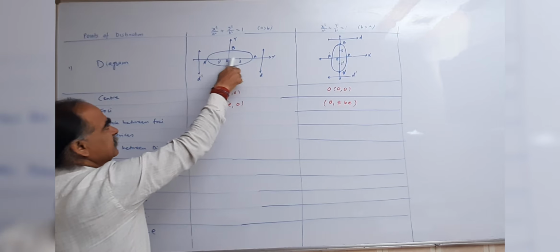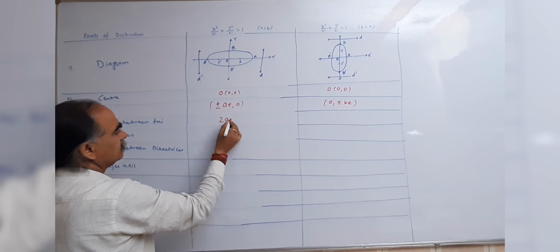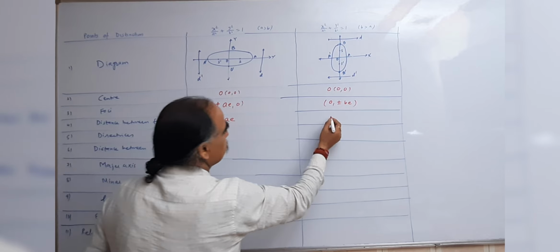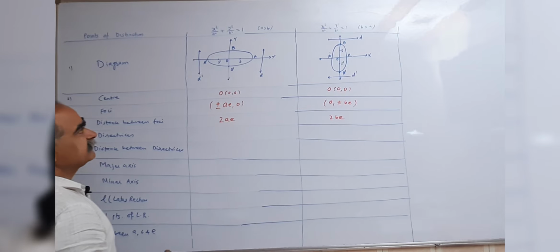This length is what? a. This length is a. So total length is what? Here it will be 2a. Here it will be 2b.